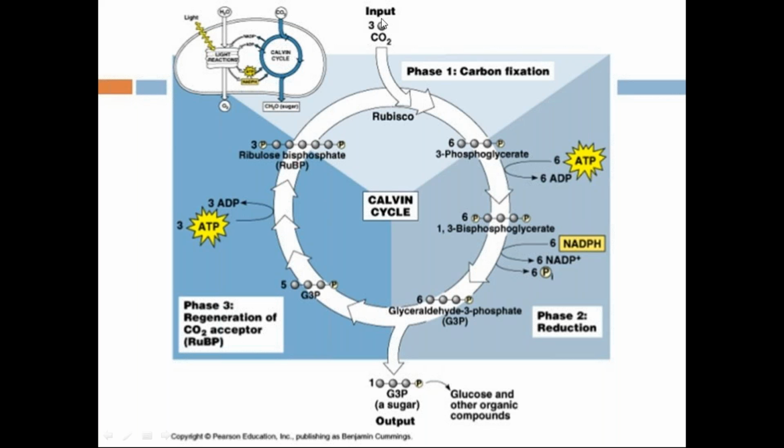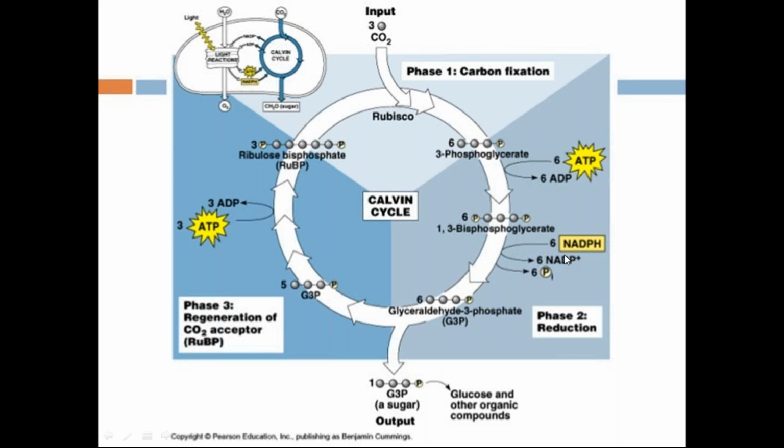3 molecules of RuBP and 3 molecules of CO2 form 6 PGA. These 6 PGA molecules get converted into 6 glyceraldehyde molecules. Out of these 6, 1 forms glucose and the remaining 5 molecules regenerate the RuBP. In this process, 3 ATPs are used. So in total, how many ATPs are used? 6 ATPs in the reduction step and 3 ATPs in the regeneration step. Total 9 ATP and 6 NADPH.